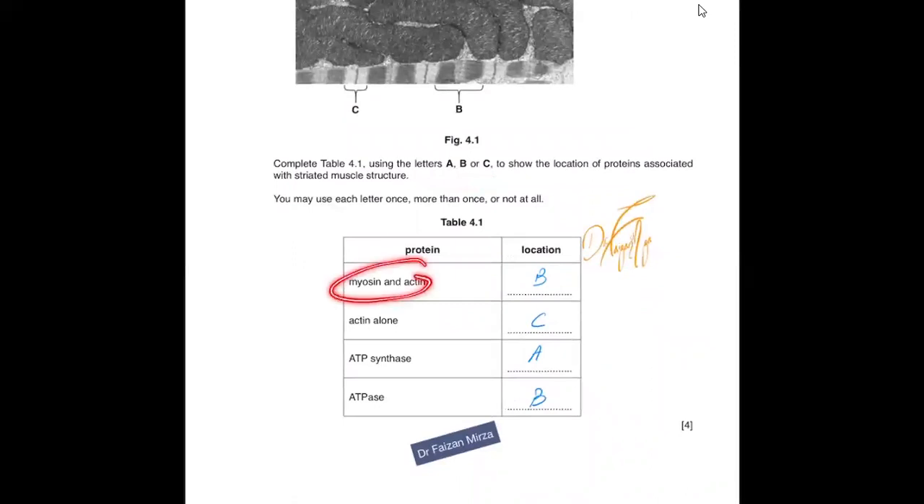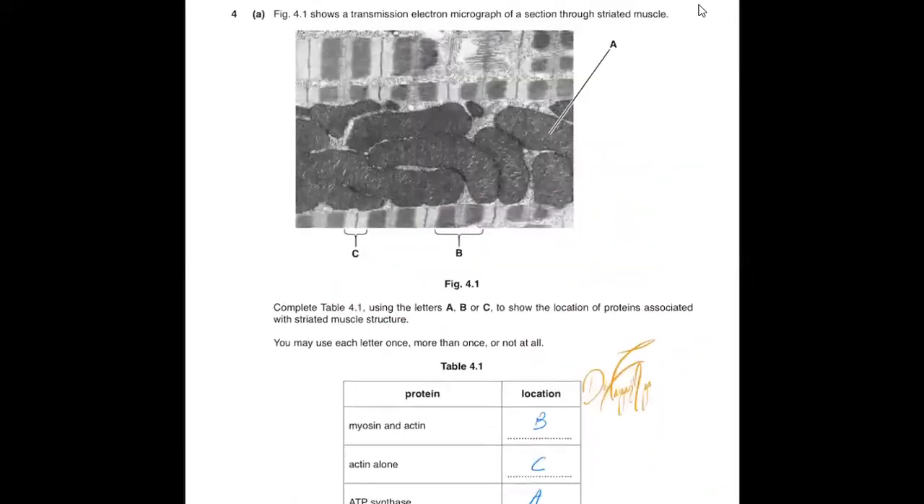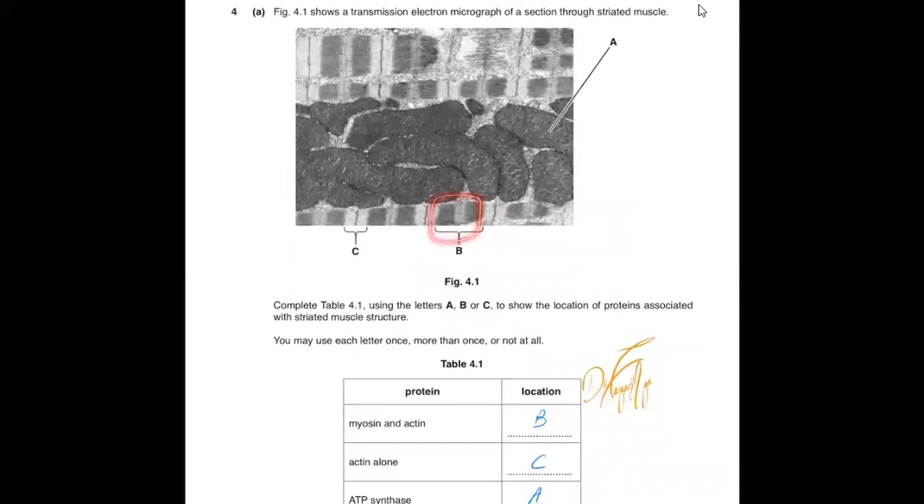So where are the regions where myosin and actin are present? Of all these, B is the region where actin and myosin are present together, because this is the region of overlap. Then there's an M line, and then there's a region of overlap as well.